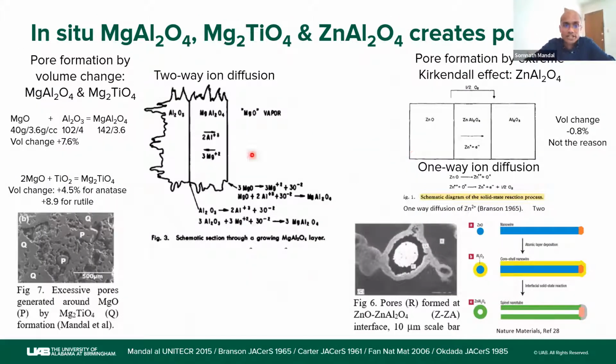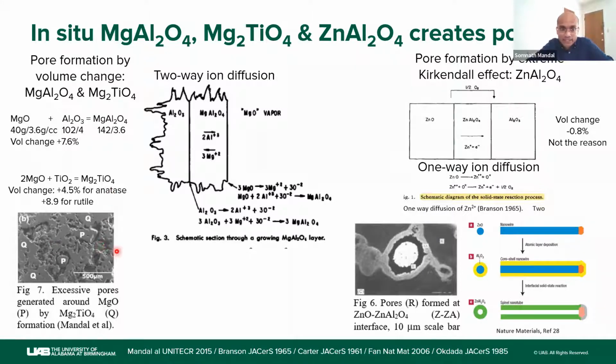Now coming to the porosity aspect. This literature tells that there is pore formation in magnesium aluminate and magnesium titanate during the in situ reaction. By in situ I mean magnesia is reacting with alumina to form magnesium aluminate during firing of the brick or castable, whatever that is. There is a volume expansion of 7.6% due to the density difference. This is the molecular weight divided by the density, you get the volume change per unit mole. So this volume change increases the porosity, and porosity in a refractory weakens it.